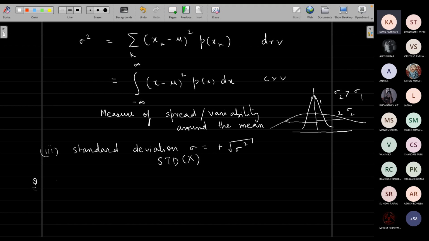Let me give you a random variable x, which is nothing but the number of heads in a toss of a coin, a single toss, and this coin is fair. So find mu, sigma square, and sigma. By this time, you know mean, variance, and standard deviation using the definitions.